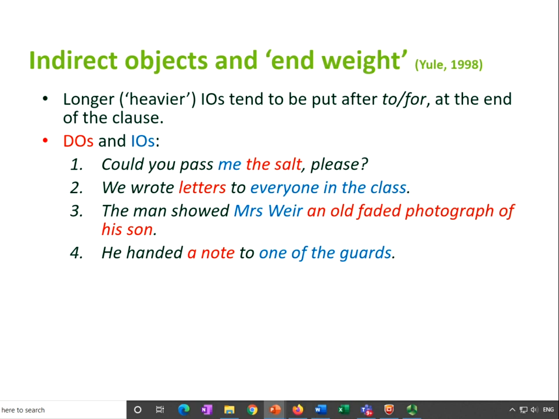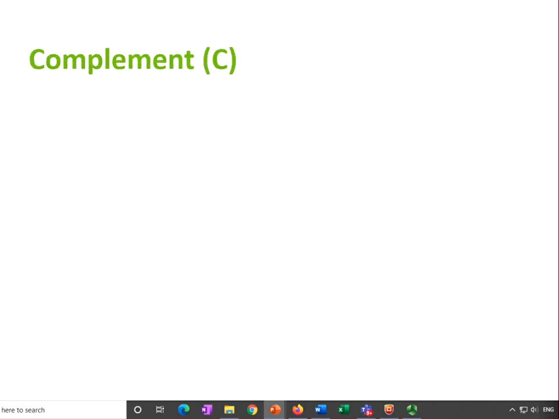Number 3, the man showed Mrs. Weir an old faded photograph of his son. Again, that direct object is very long, so we prefer to put it at the end. He handed a note to one of the guards. We could say he handed one of the guards a note. That's not so long.